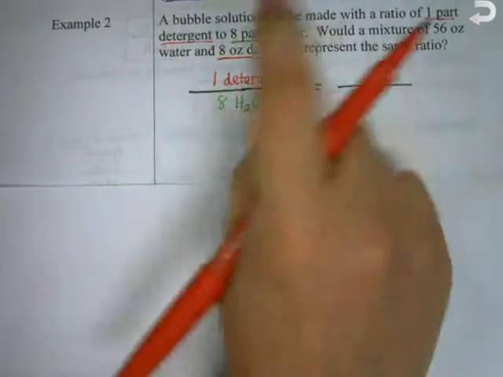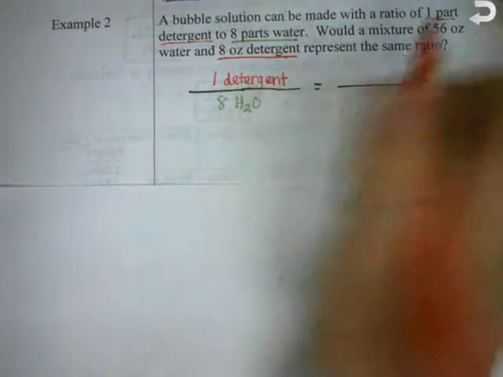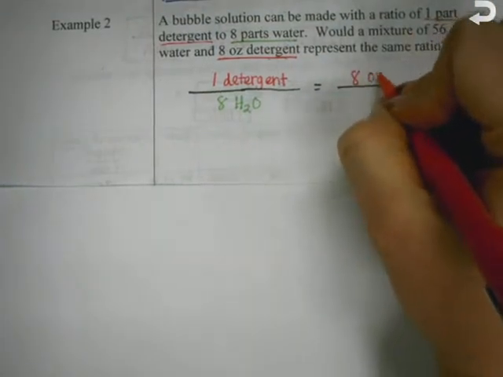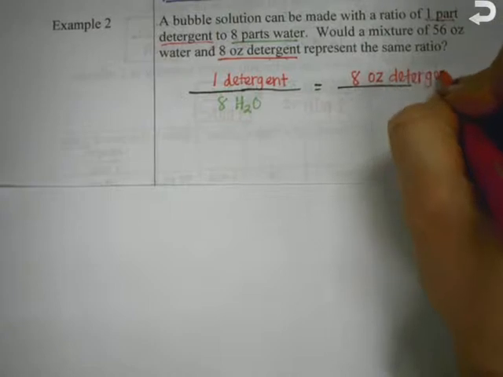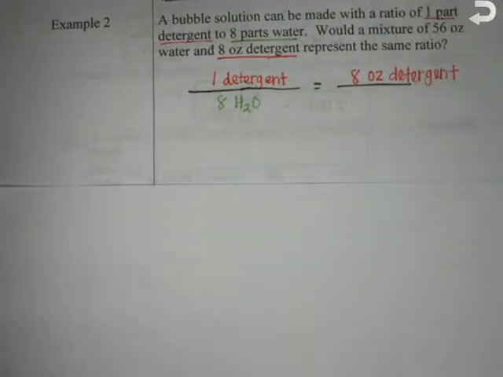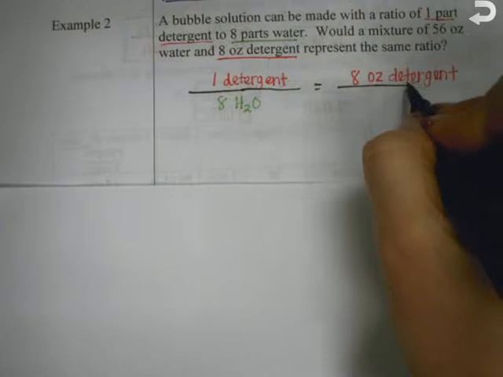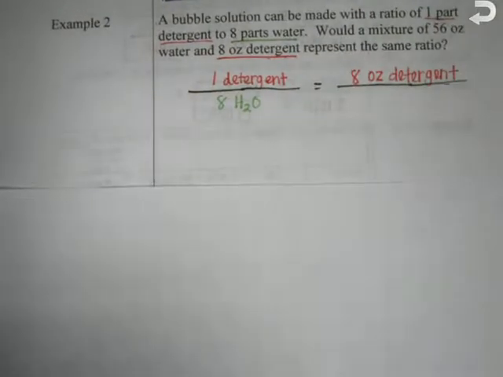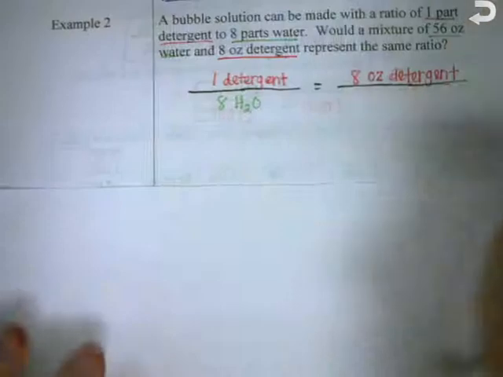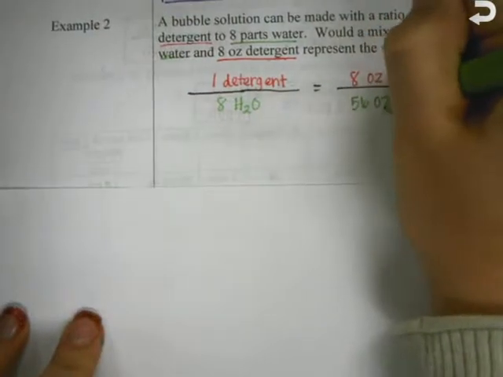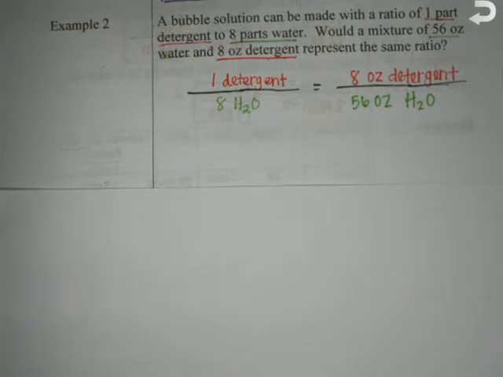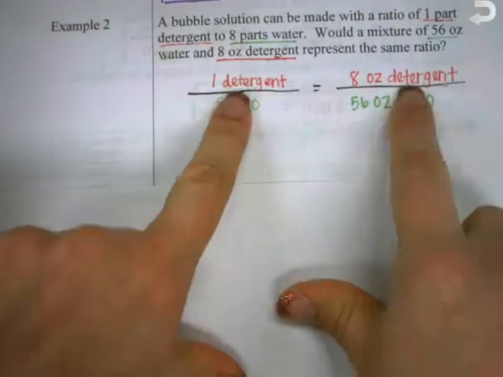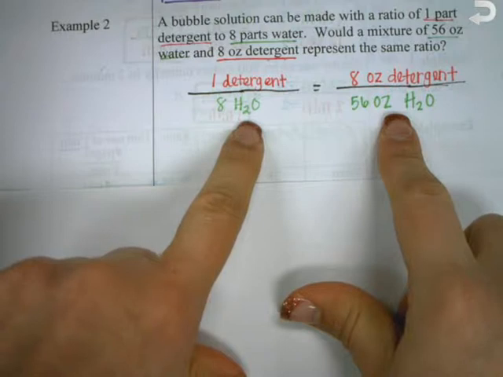So we have 8 ounces of detergent on top, and how many ounces of water? Good, 56. So we're going to put 56 ounces of water on the bottom. Okay, so I have 2 proportions here. Both of them have detergent on top and water on bottom, which is what we want. Okay, now we're going to do the exact same thing we just did. So we want to see if they're proportional.